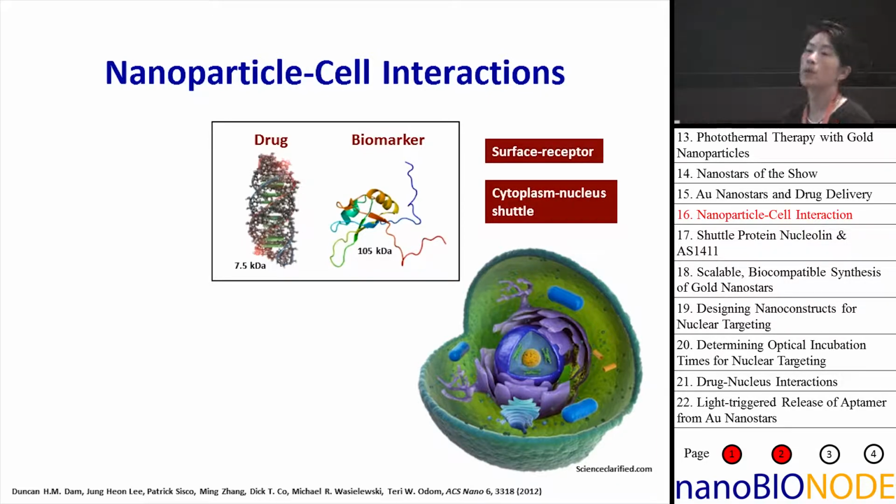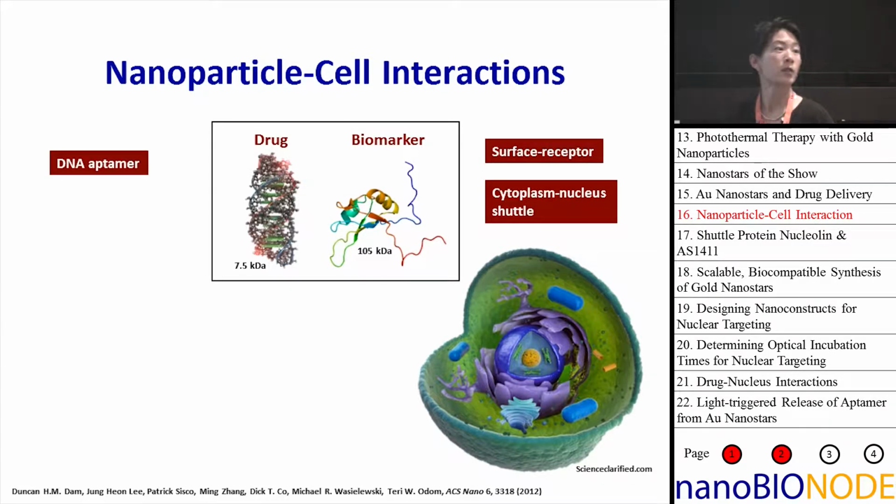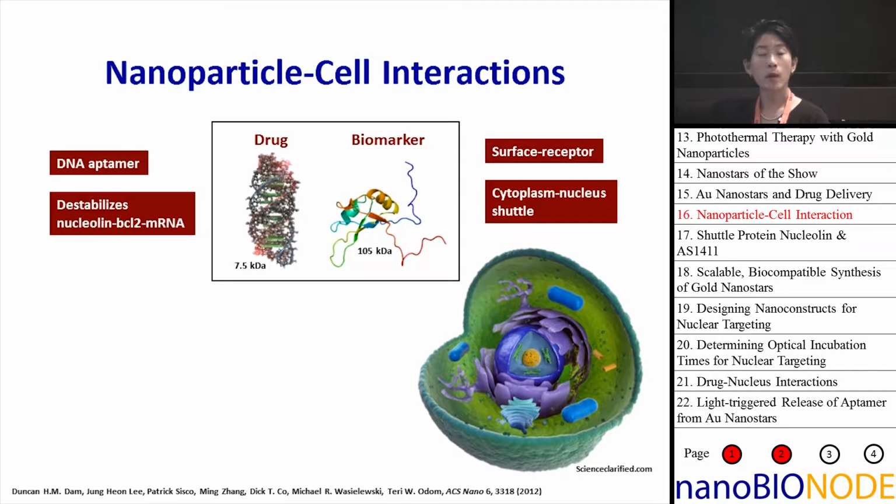It's a surface receptor in cancer cells. It's overexpressed in cancer cells. But the most interesting thing is that it's also a shuttle. In normal cells, it's mostly in the nucleus, and it's responsible for transport of material into and out of the nucleus. In cancer cells, it preserves this functionality, but it's also translocated to the cell membrane. So we might be able to take advantage of all of those characteristics. Okay, this drug that I mentioned is this DNA aptamer.